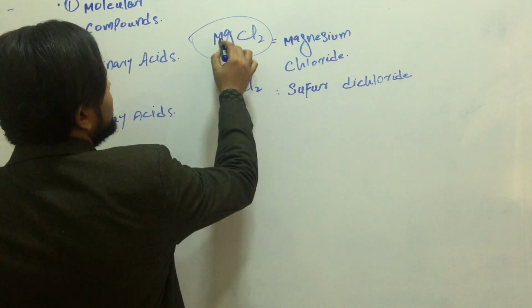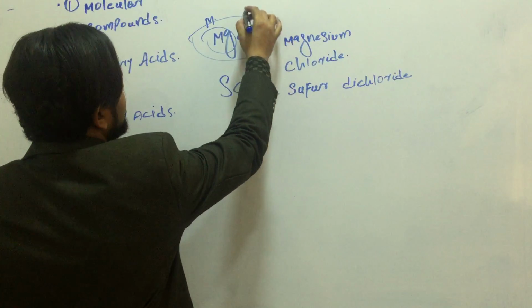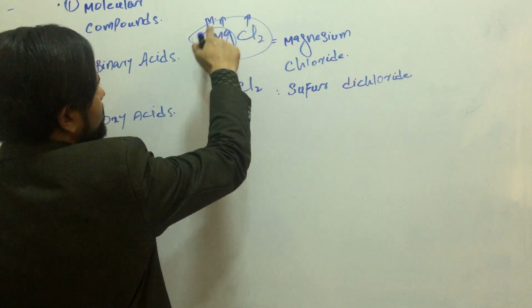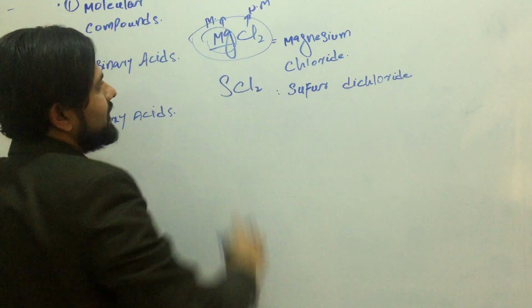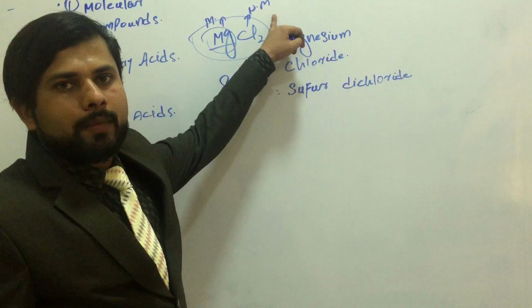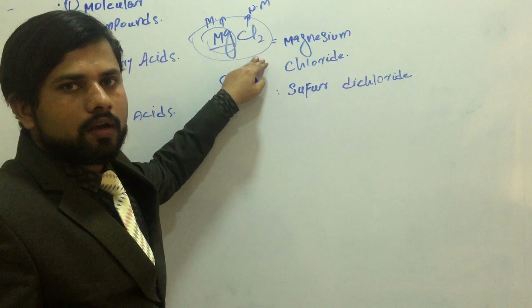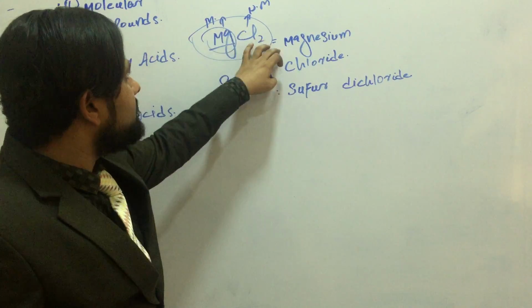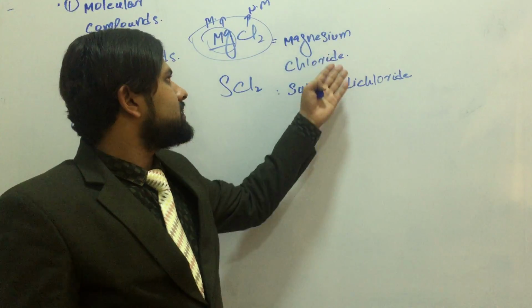Yes, you can see that this magnesium is your metal. So typically we can identify on that basis if there is one metal and a non-metal. Okay, so Mg is your metal, chlorine is your non-metal, so that is the identification that this is your ionic compound. So the rule is very simple: give the name to the first element, and secondly add your suffix -ide, so it's going to be magnesium chloride.